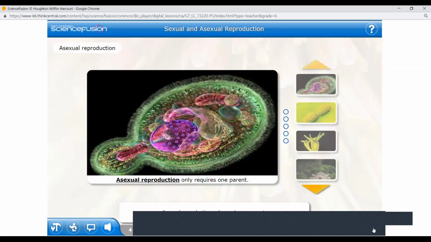Asexual reproduction only needs one parent. All of the offspring that result are identical to their parent. Asexual reproduction can happen in many different ways. Click each image to learn more about each type of asexual reproduction.